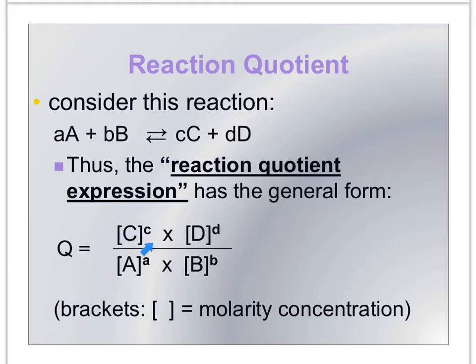So we write brackets, which means the molar concentration, and then we raise it to the power of its coefficient. So the concentration of C raised to its coefficient times the concentration of D raised to its coefficient, so the products, over the reactants. You do the same thing with the reactants. So concentration of A raised to its coefficient times the concentration of B raised to its coefficient. And again, the brackets mean molar concentrations, moles per liter.